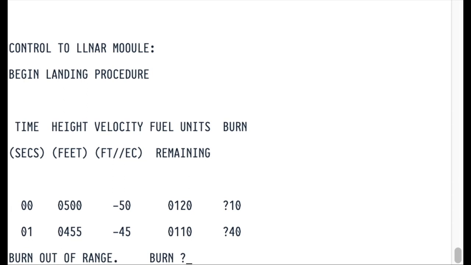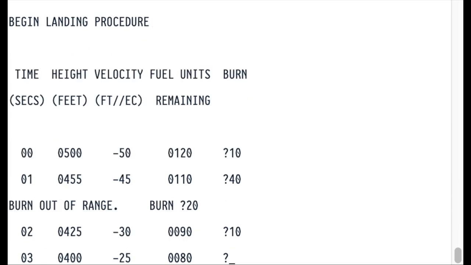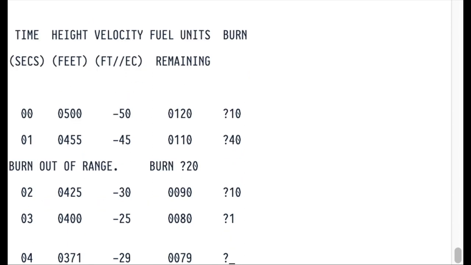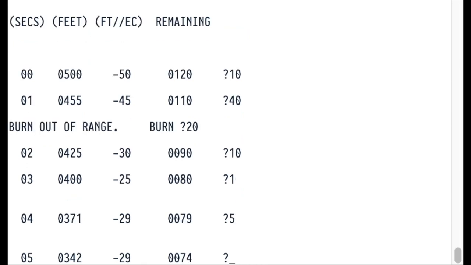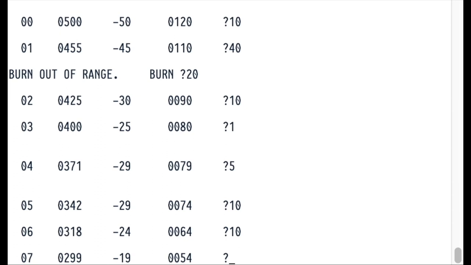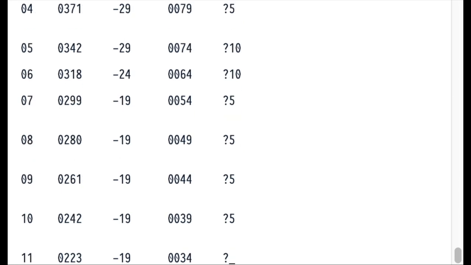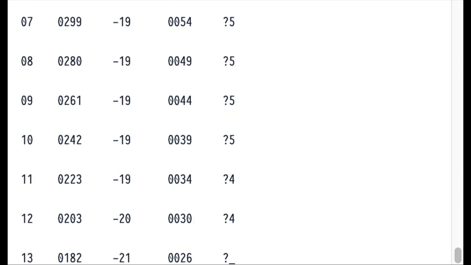Burn out of range. Okay, let's try burning 20. Okay, our velocity is going down, but we really just want to gracefully and slowly just burn 10 again. Burn 1. Okay, we're starting to increase velocity again. Burn 5. Burn 10. Burn 10. Burn 5. We can just keep burning 5. We'll burn 4 now as we gracefully descend.